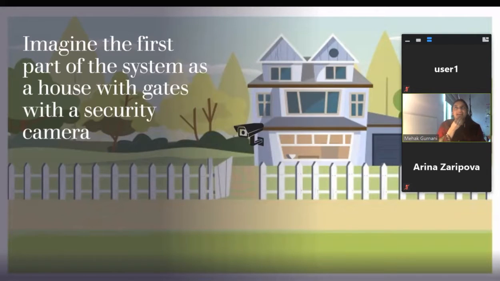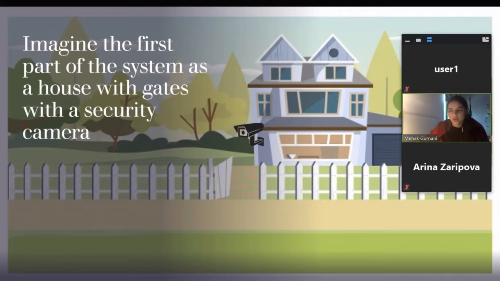Now let's actually get to talking about the immune system. And I like to think of this entire system as a house. It's a very simple explanation, but it works every time, in my opinion. So you think of it as a house with gates, or front gates, or like a barrier, and a security camera. The main function of the security camera, or even a gate, is to keep everybody out, right?